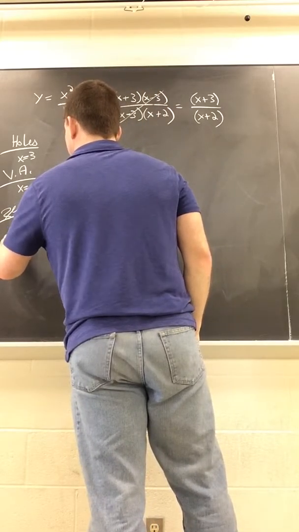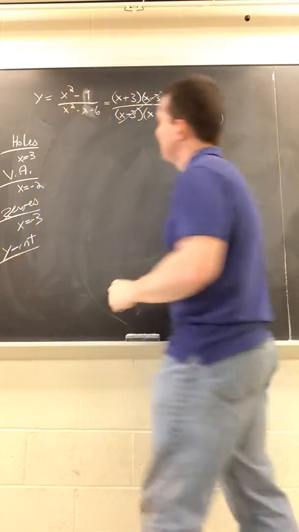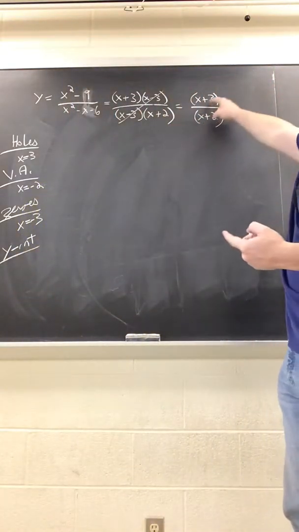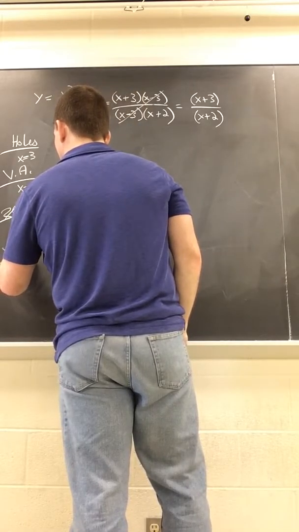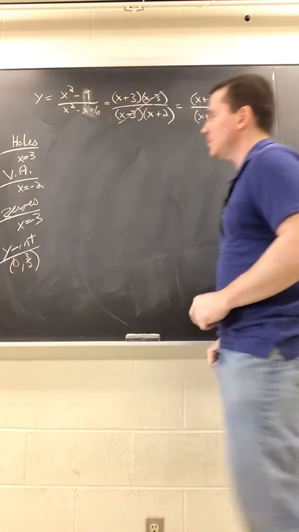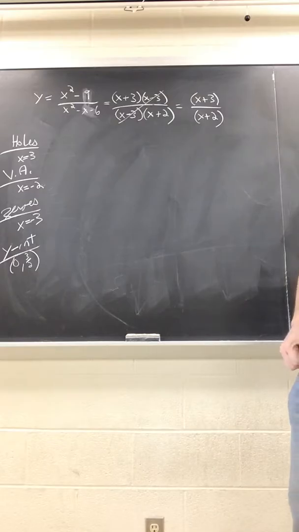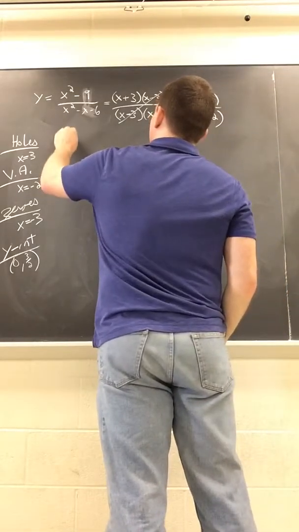Then we look at the y-intercept, because it'll help us graph it a lot of times. To find the y-intercept, make x 0. You get 3 over 2. So we get the point 0, 3 over 2. The last thing we care about is horizontal or oblique asymptotes.